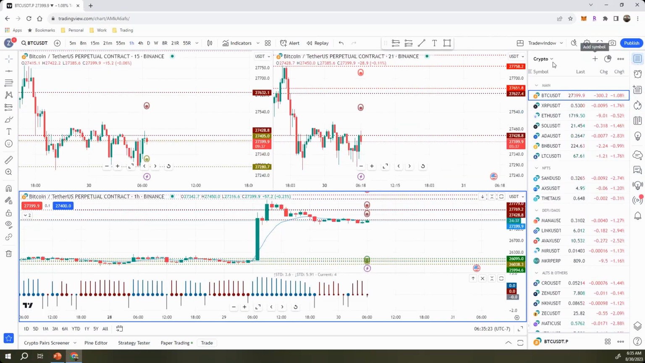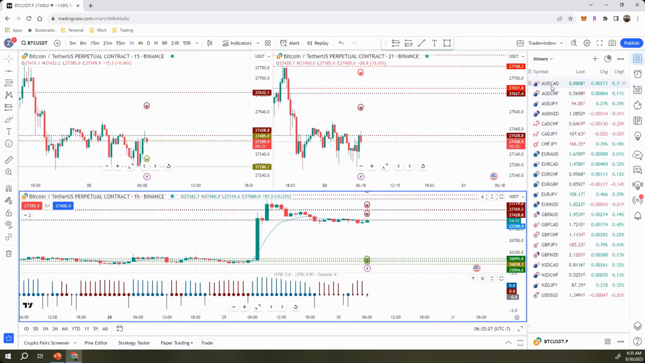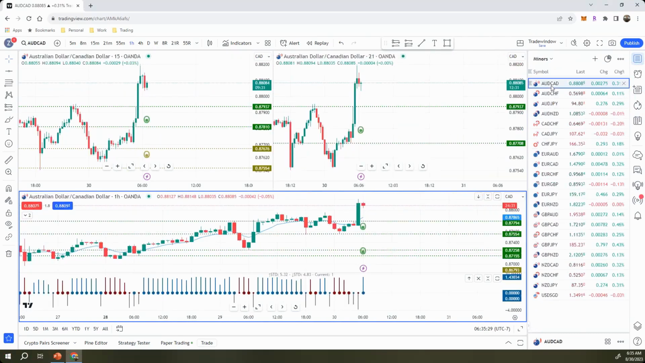Switching it back, we can go back to some of the minor pairs and see if we have something there. And this is what I really like about the software and the package that we have. It is really easy to determine whether or not you have a trade just from one look. You just look down here and you say, okay, I have permission to look for a trade. I don't have a trade yet, but I have permission to look.